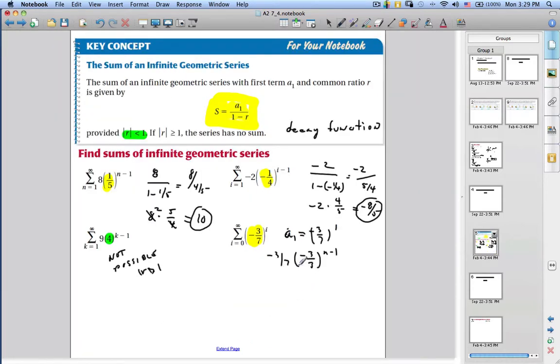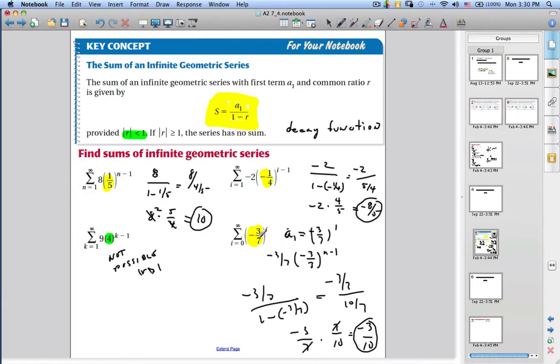Once I know the formula, I can see that a sub 1 is negative 3/7. And I'm going to do 1 minus negative 3/7. So this is 7/7 and 3/7. So I'll have negative 3/7 divided by 10/7. Again, I'm going to invert and multiply. So the 7s will cancel, I'll get negative 3/10 as the sum. But again, this is the sum from 1 to infinity.